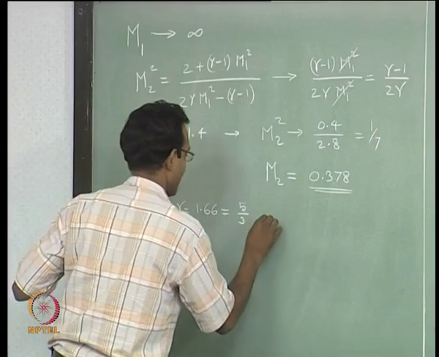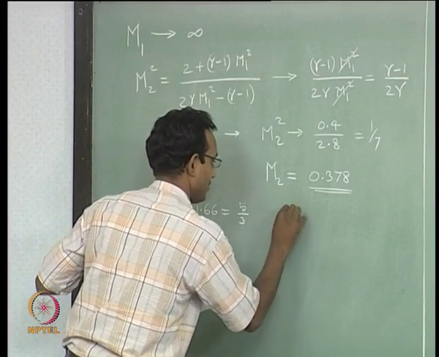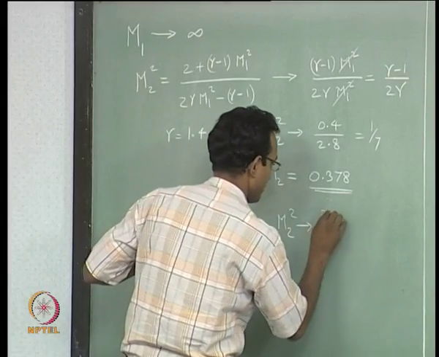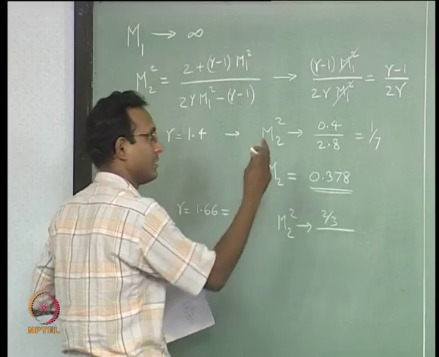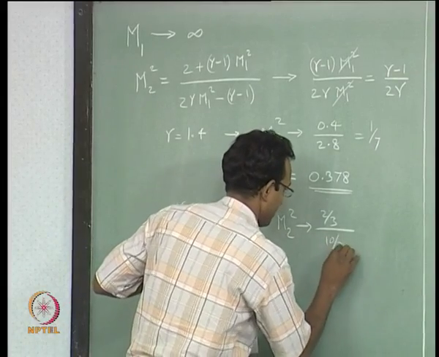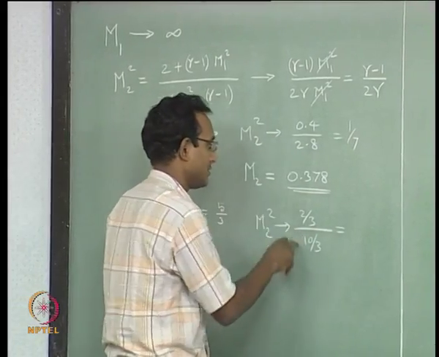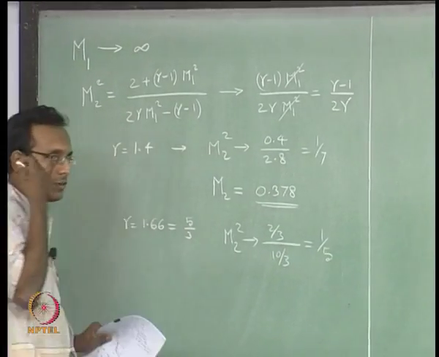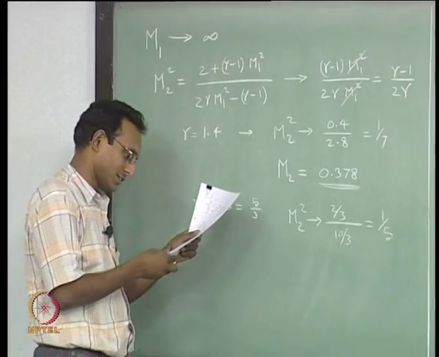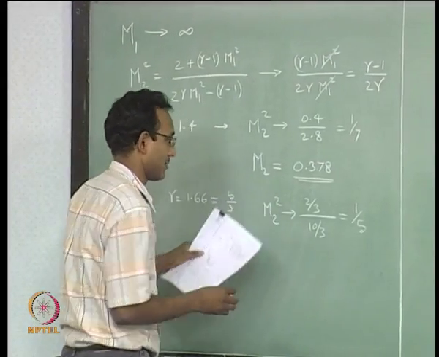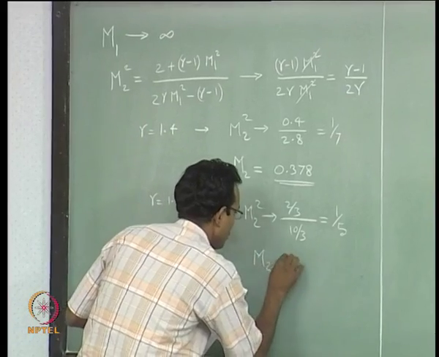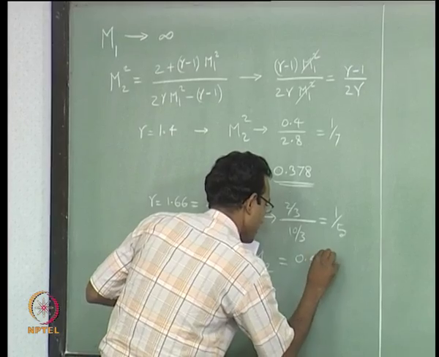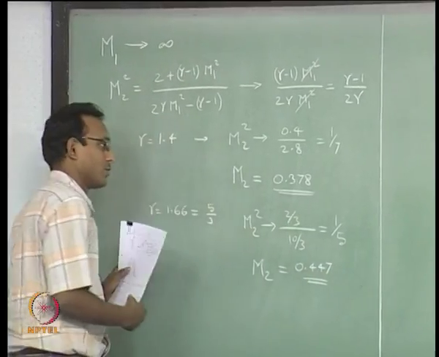Then I am going to say my M2 square will become 2 by 3 divided by 10 by 3, which is 2 by 10, 1 by 5. So, you are going to get 1 by root 5 as your Mach number for that case. So, M2 becomes 0.447, this is what you are going to get.